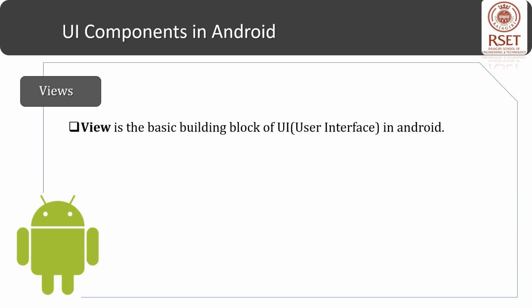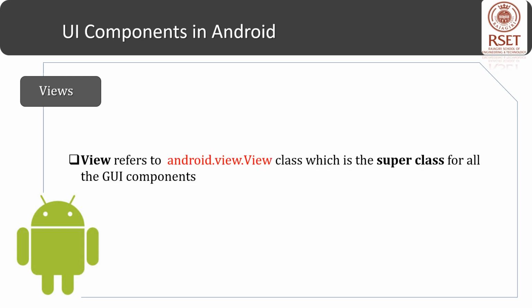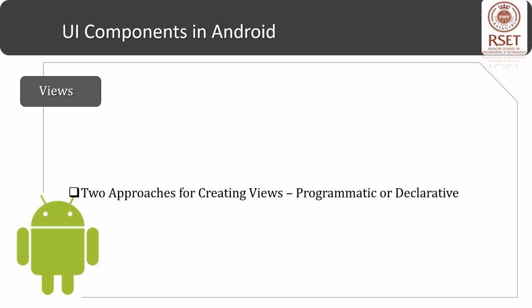Views in Android. View is the basic building block of the user interface in Android. It refers to the android.view.View class, which is the superclass for all GUI, or graphical user interface, components. There are two approaches for creating views. One is programmatic and the second one is the declarative approach. The programmatic approach is where you define views in the Java source file, and the declarative approach is where you either directly design your XML files or mostly use drag and drop.